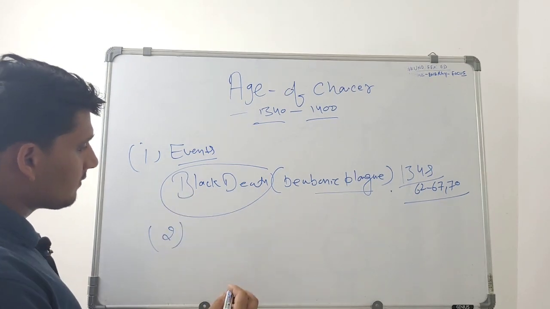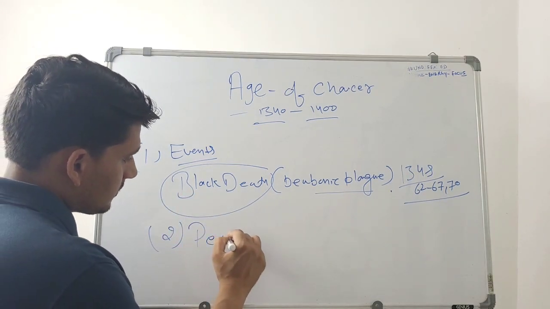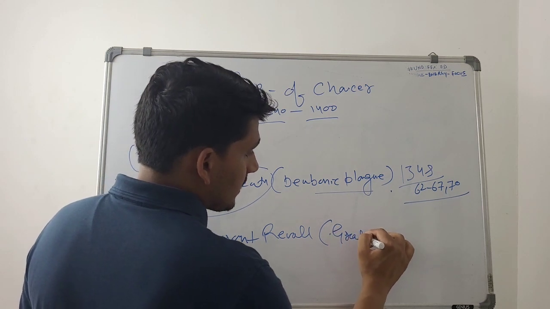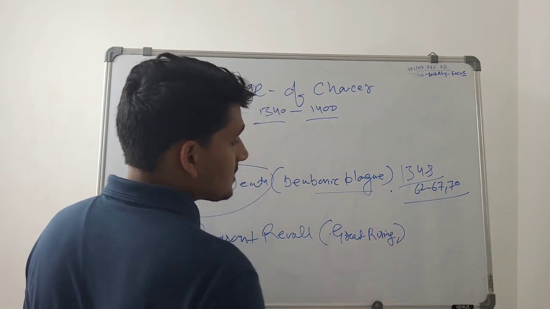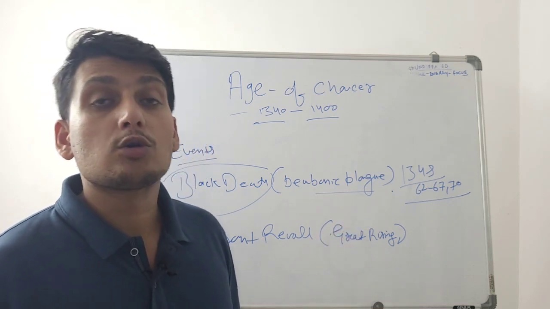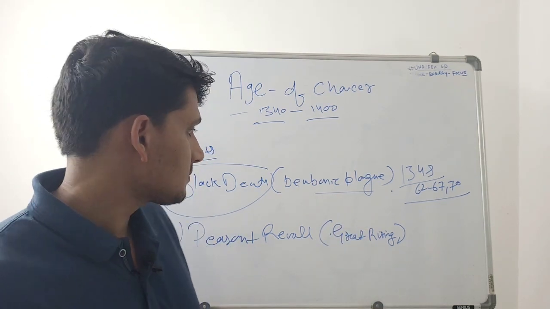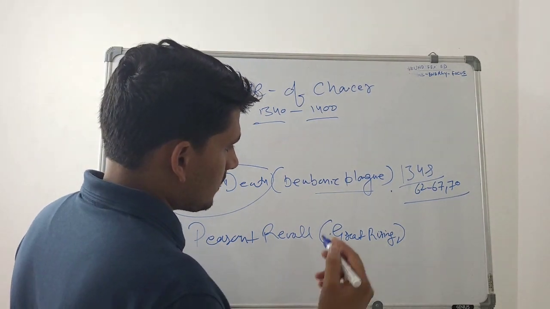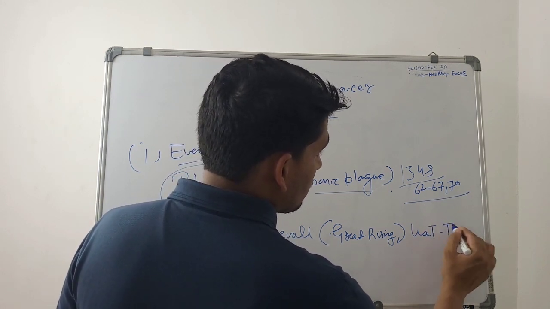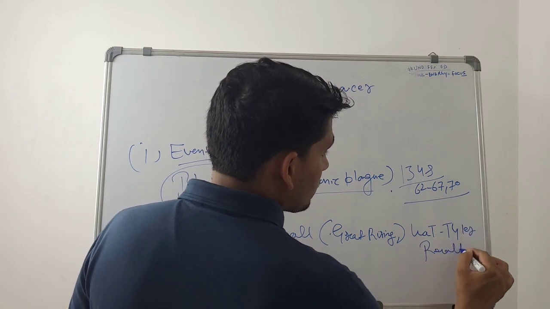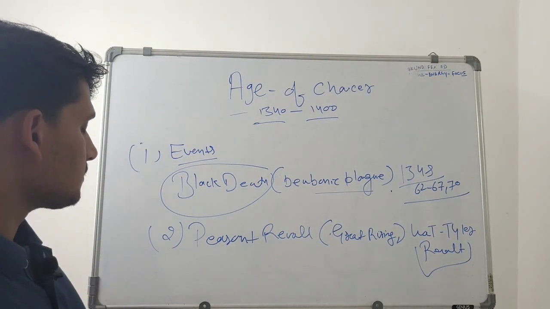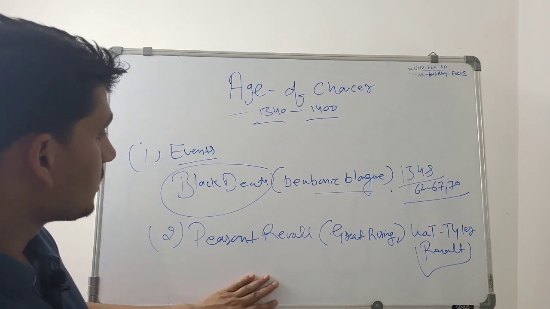The second thing we have here is the Peasant Revolt, which is also known as the Great Rising, because a great number of people rose against King Richard II, because he was imposing heavy taxes on the peasants, on the people of England, in order to support the Hundred Years' War. And that's what happened here. It is also known as the Wat Tyler revolt, which means Wat Tyler was the person leading this revolt. That is another thing you have to keep in mind.